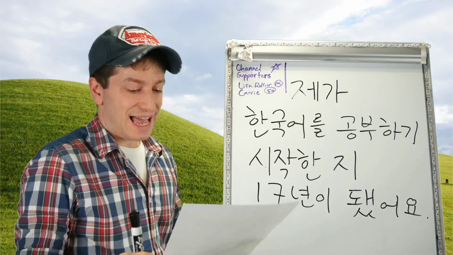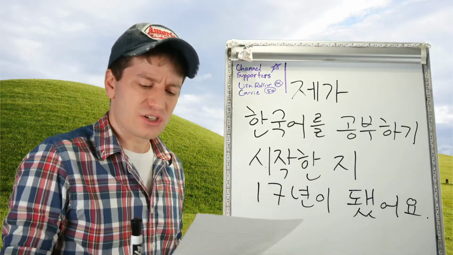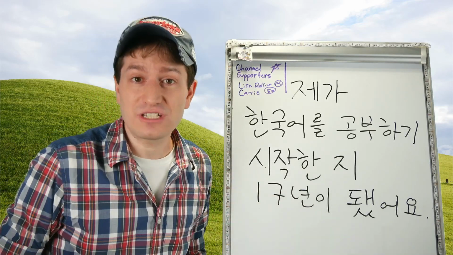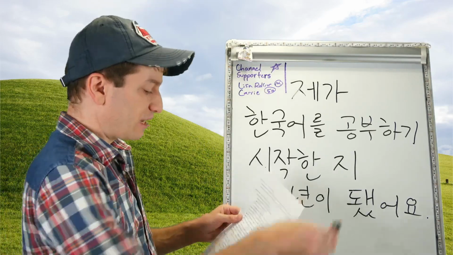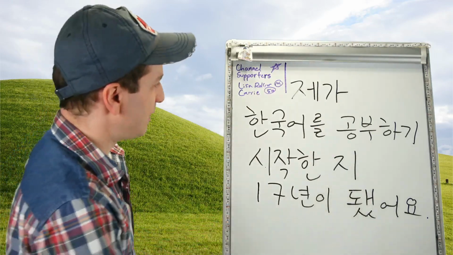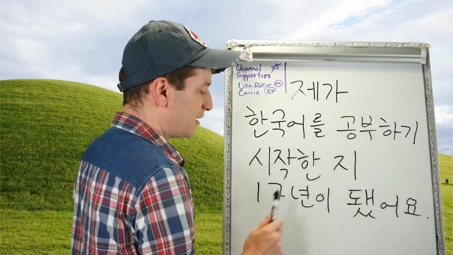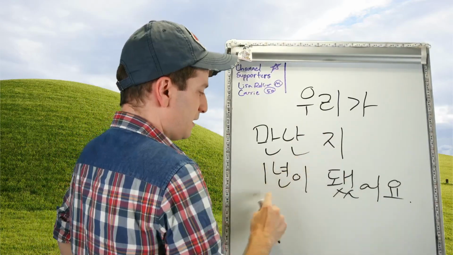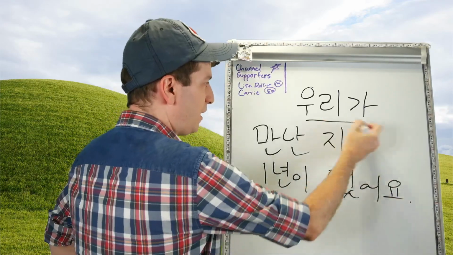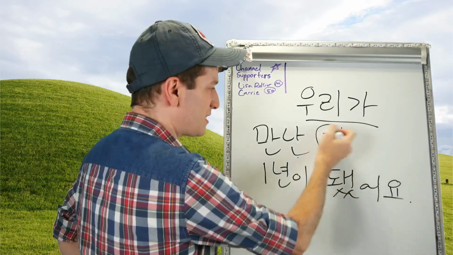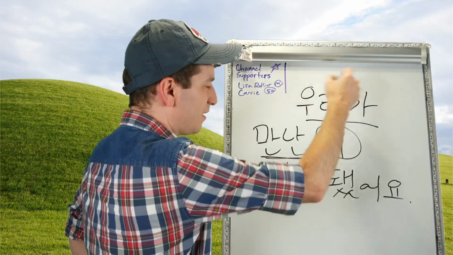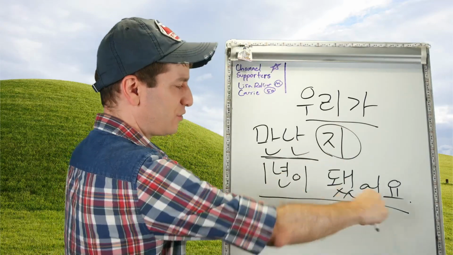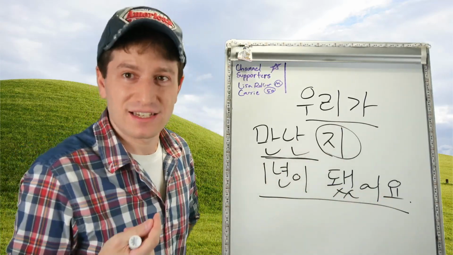So you could translate that as, it's been 17 years since I started studying Korean, or you could even just translate it as, I started studying Korean 17 years ago. Both of those are fine. 제가 한국어를 공부하기 시작한 지 17년이 됐어요. 우리가 만난 지 1년이 됐어요. So we, 만나다, to meet. So since the time of us meeting, it has been 1 year. 우리가 만난 지 1년이 됐어요. It's been 1 year since we've met.